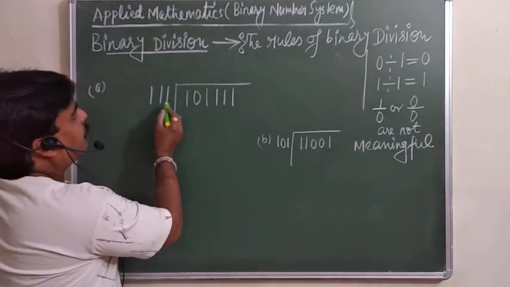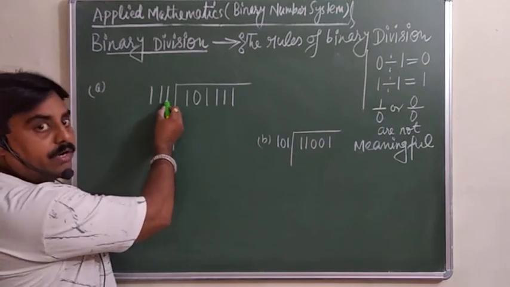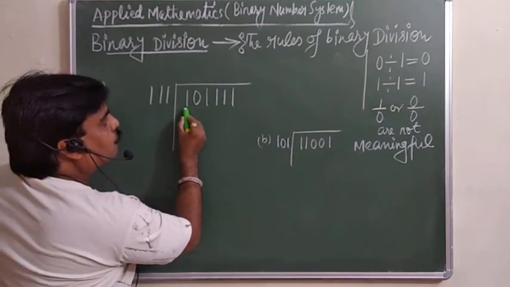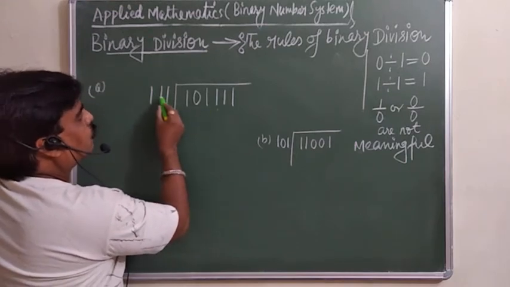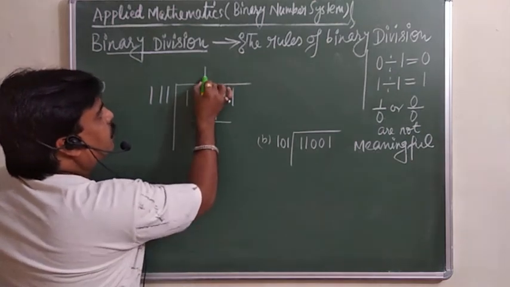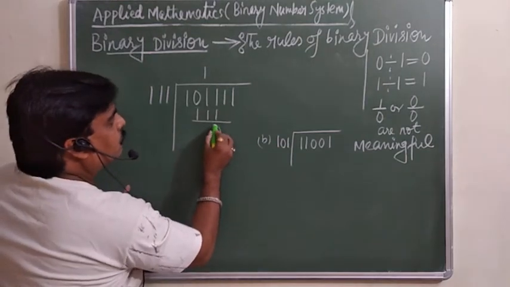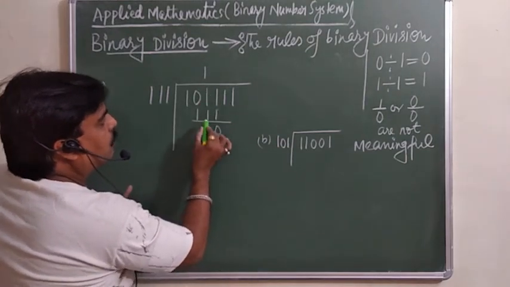देखिए यहाँ पर, this first 101 you are taking, so 101 is not divisible by 111. So we will take the first 4 digits and divide by this one only. So we will write 1, 1, 1, and this 1 is here. Now we will subtract here only. So 1 minus 1 is 0. 1 minus 1, 0. Here is 0.